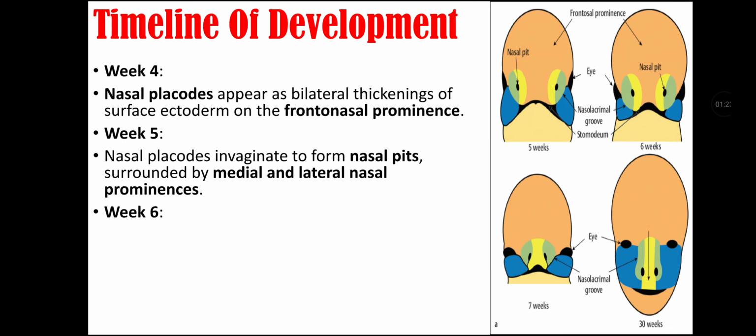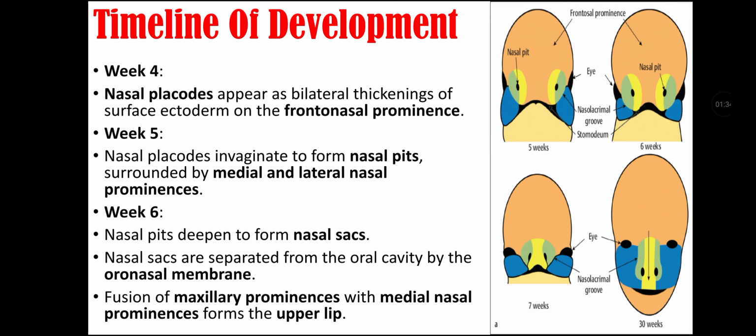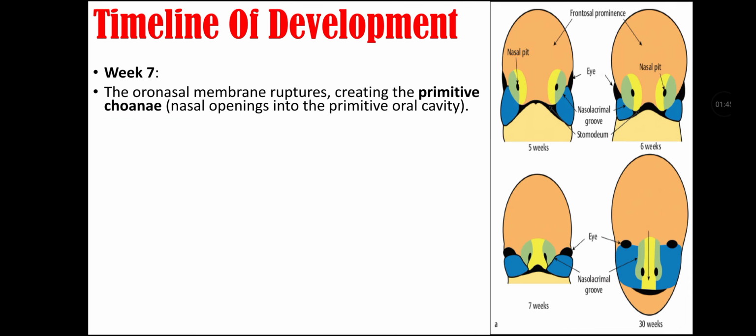Then there is week 6 during which nasal pits deepen to form the nasal sac, and nasal sacs during this time are separated from the oral cavity by the oronasal membrane. The fusion of maxillary prominences also occurs during this week with the medial nasal prominences and that forms the upper lip. Then there is week 7 during which oronasal membrane ruptures, thus creating the primitive choanae.